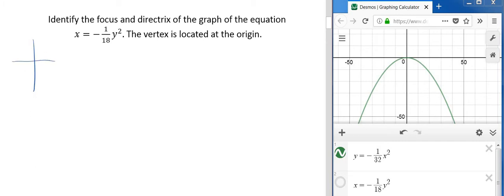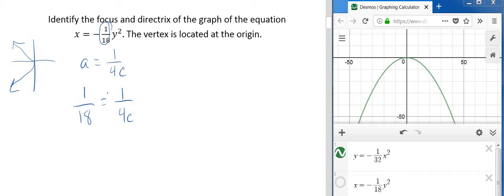But x equals, that means it's opening right or left. It's negative, so it's got to be opening to the left. Okay? And so vertex to the origin, I already kind of sketched that in. So this right here is the key. So remember, a equals 1 over 4c. So here's my a. So 1/18 equals 1 over 4c.